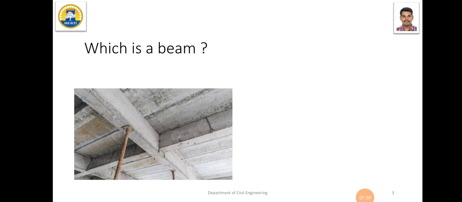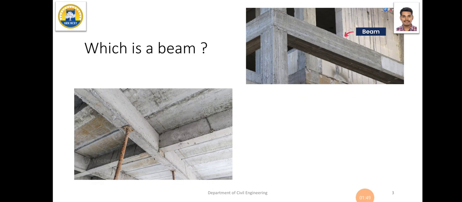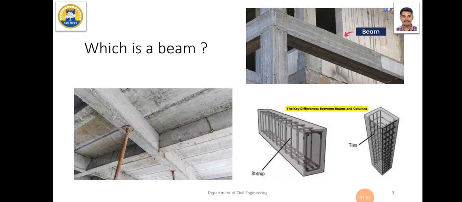So this structure what you see on the screen is a beam. It is located in a horizontal way. If you see a structure like this, this horizontal element is called a beam. What is the vertical element called? The vertical element is called a column. Both have different functions. The beam acts as a load transmitter by undergoing flexure, whereas a column does the same process by undergoing compression. So both have two different roles to play in a building.